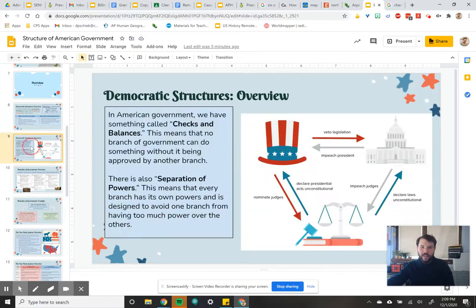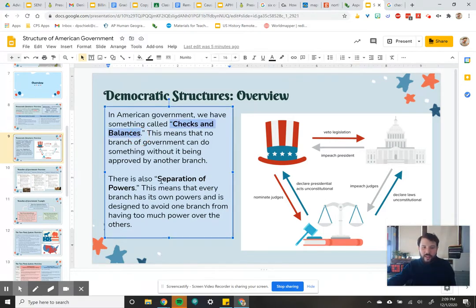Okay, so our next slide is going to go over another part of our democratic structure, specifically two ideas called checks and balances and separation of powers. Those are two important terms that you have to make sure you have in your notes. So in American government, we have something called checks and balances. This means that no branch of government can do something without it being approved by another branch. If a branch does something, then another branch has to give them the up or the down. They have to say if that thing was okay or if it was not okay.